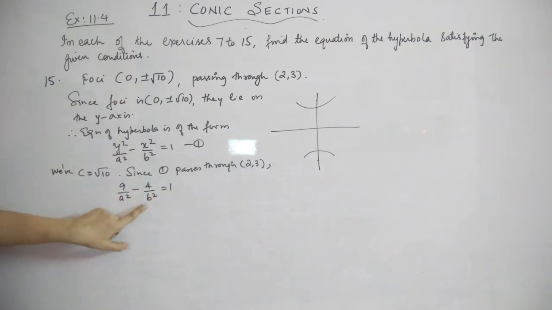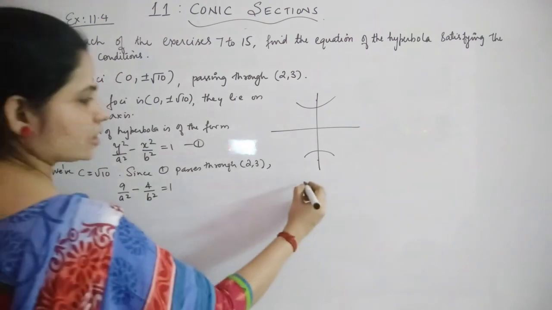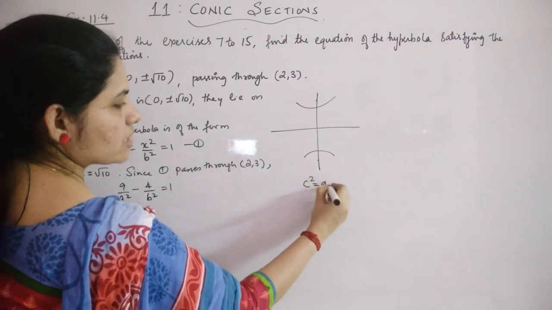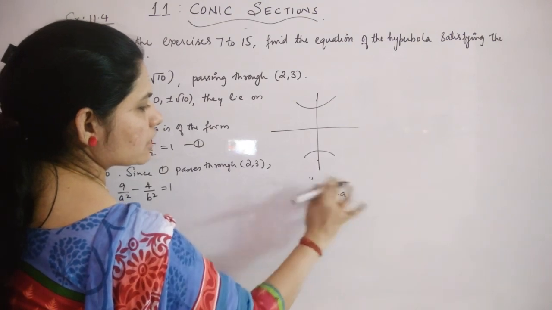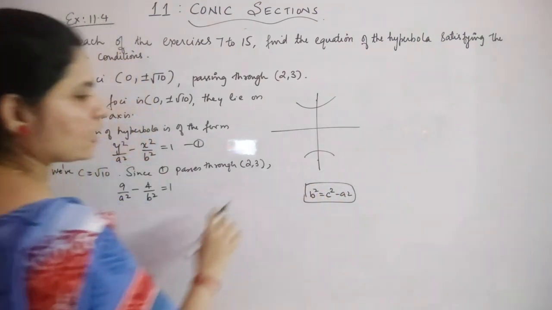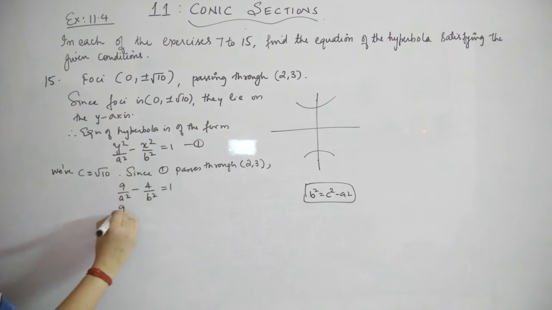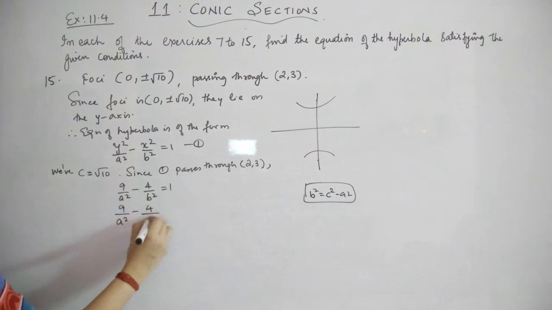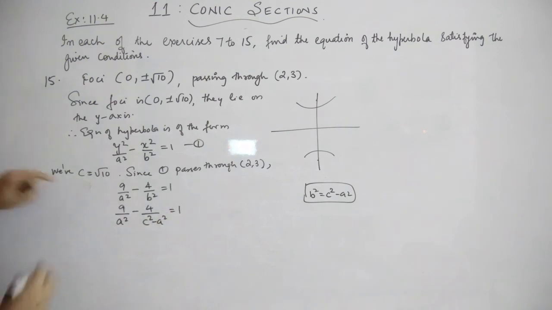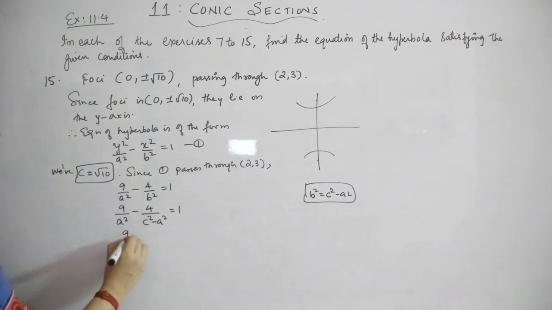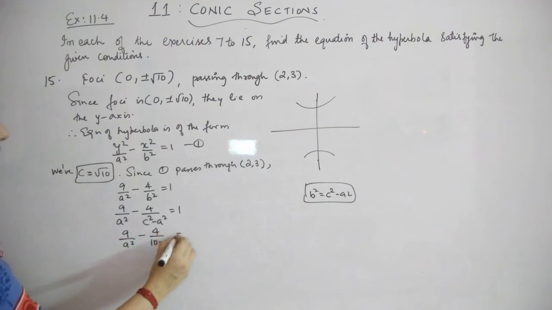Now what we will do is replace this b square with the relation connecting a, b, c. What is the relation connecting a, b, c? c square is equal to a square plus b square, or b square is equal to c square minus a square. So this relation we can use here to replace the value of b square. So you will get 9 by a square minus 4 by c square minus a square is equal to 1. Again we know the value of c, which is root 10. So what is c square? It is 10. So we will replace here so that this becomes 9 by a square minus 4 by 10 minus a square equal to 1.